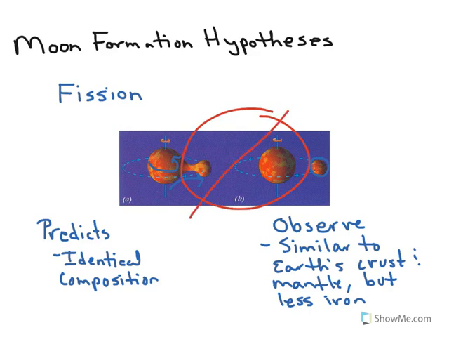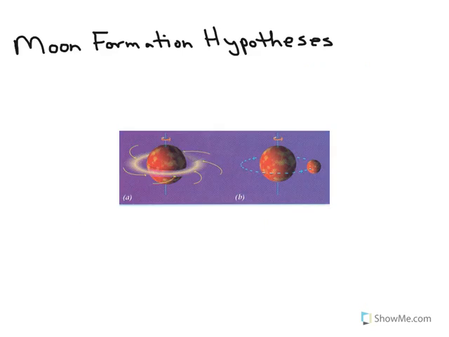There's another good reason to eliminate the fission hypothesis that was later determined. This is physically impossible. Molten blobs do not separate off of forming planets. The gravity of the planet would not permit that. So fission has been definitely eliminated.